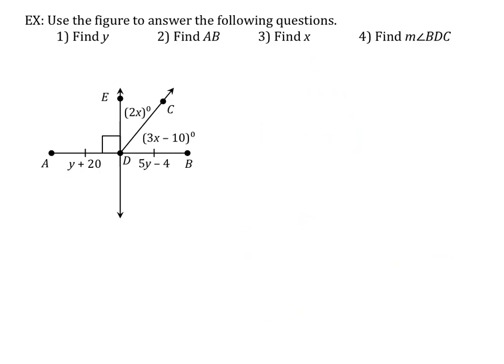Let's try another example that uses a lot of the things we've learned so far. Use the figure to answer the following questions. First, find y. Second, find AB. Third, find x. And then fourth, find the measure of angle BDC. So we start with finding y. If you notice, y is a part of the length of AD and DB. Also, you see these tick marks that we discussed before, so that means AD is equal to DB.